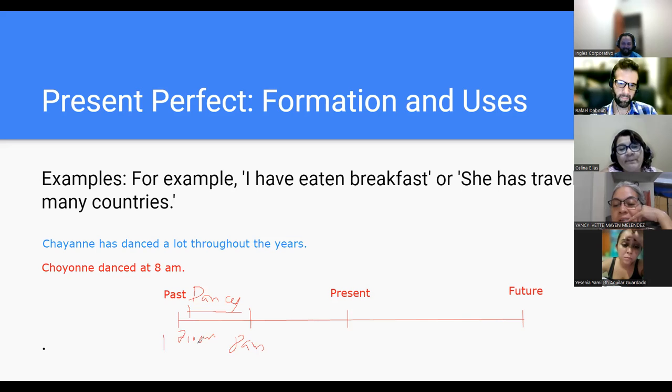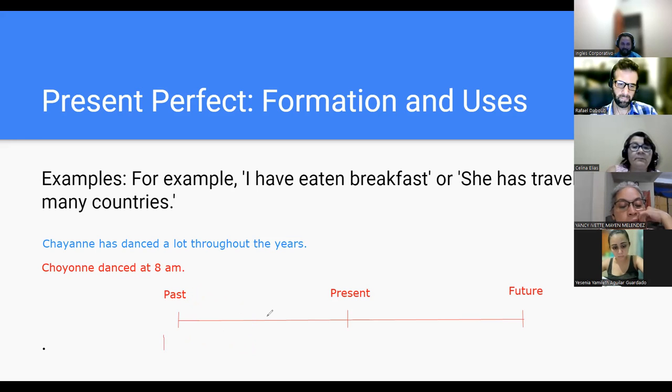So that's the first thing that he does, right? He started dancing at 7 a.m. and he finished dancing at 8 a.m., right? So in that case, you use was. You can say was dancing, yes, but that is past continuous, right?